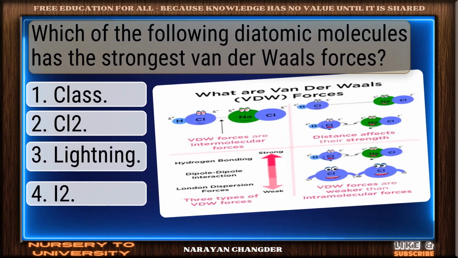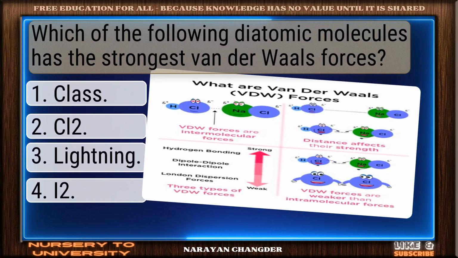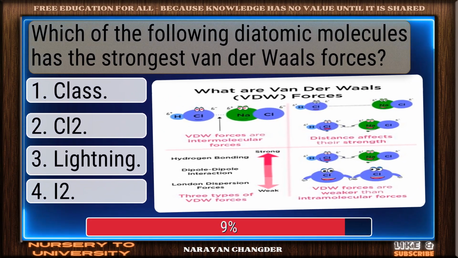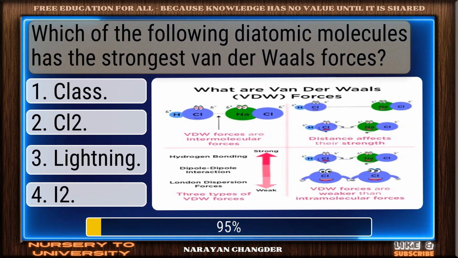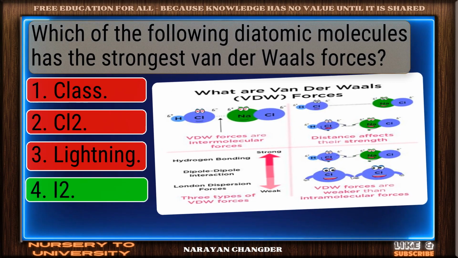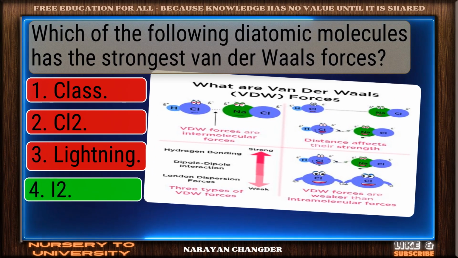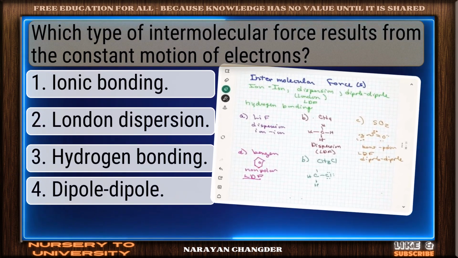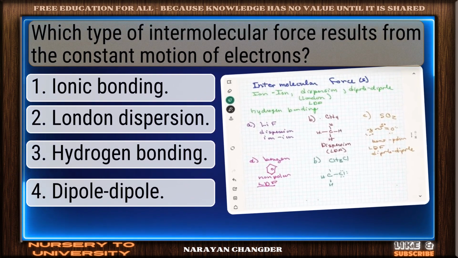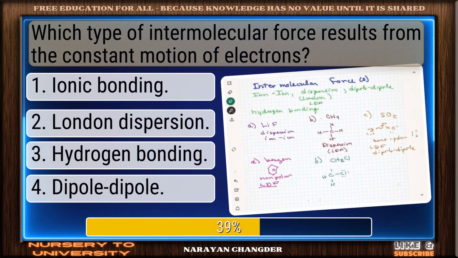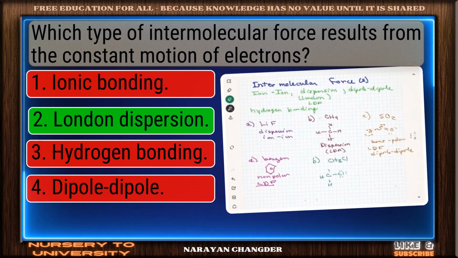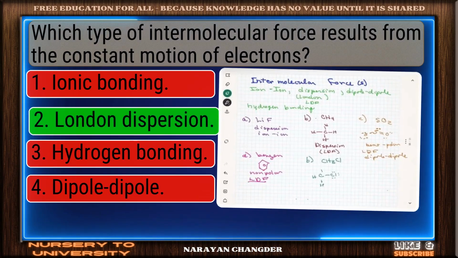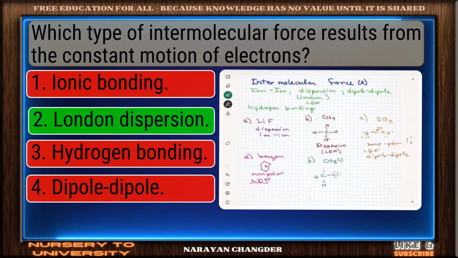Which of the following diatomic molecules has the strongest van der Waals forces? Good job. Your answer, I2, works well here. Which type of intermolecular force results from the constant motion of electrons? Excellent. London dispersion is a brilliant choice.